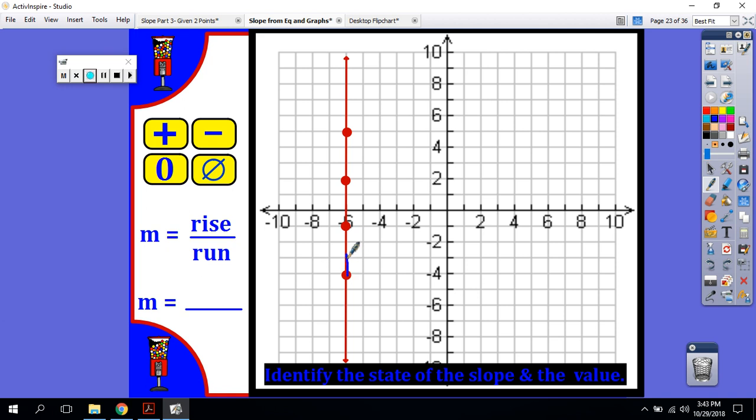We're going to rise 1, 2, 3, run 0. Rise 3, run 0. 3 over 0. Okay, go ahead and take out your calculator. Let's try that one. Because we did an earlier one that was similar, but this one's different.